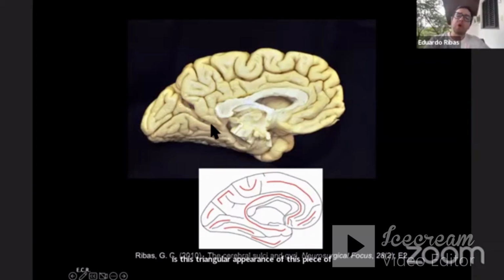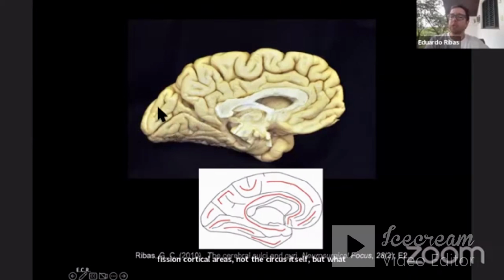Inferior to the cuneus, we have the calcarine fissure. The calcarine fissure harbors the primary vision cortical areas, not the sulcus itself, but what is superiorly and inferiorly to the calcarine fissure.